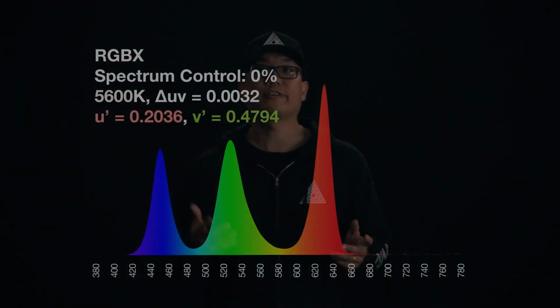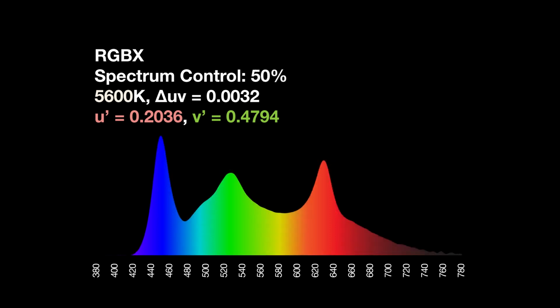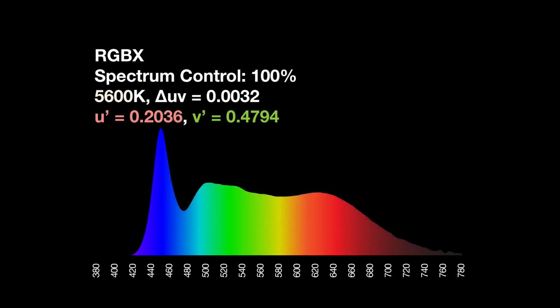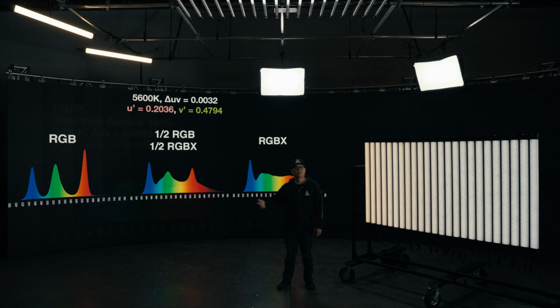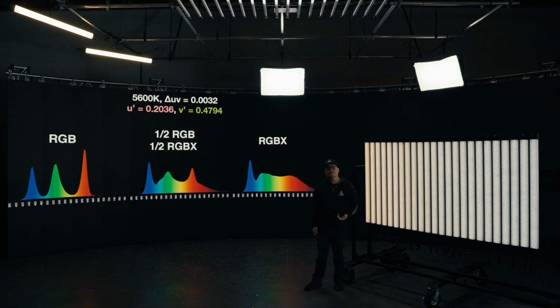Okay, let's take a step back and look at the various spectral fingerprints of different LED lights. Each of these lights is emitting the same color coordinate. This is RGB, half RGB and half RGBX, and now RGBX. LED volumes usually emit spectrum like the left one, whilst most LED fixtures on set vary widely.